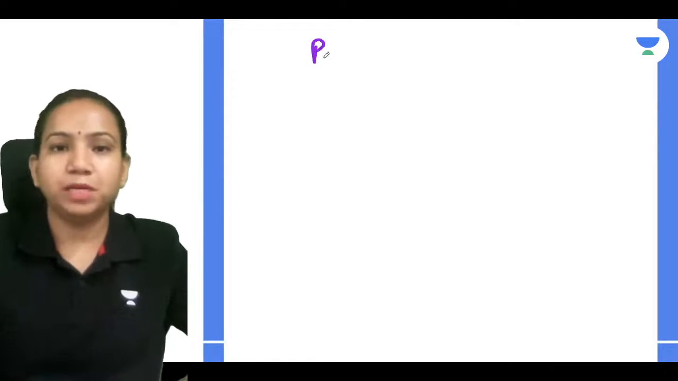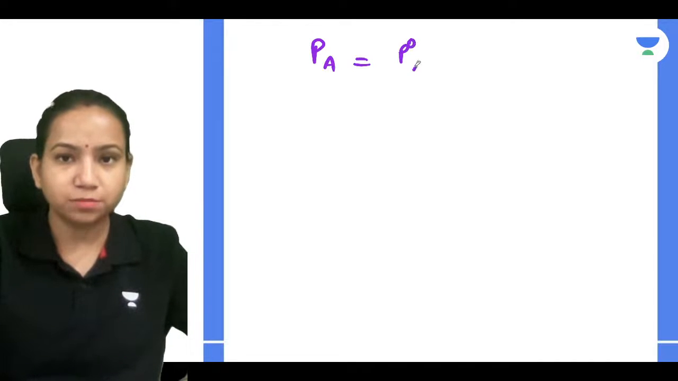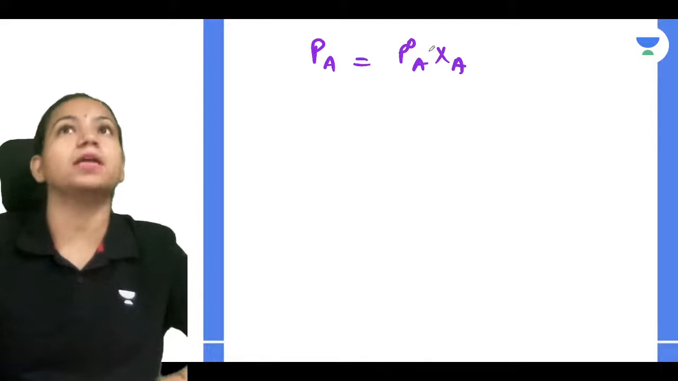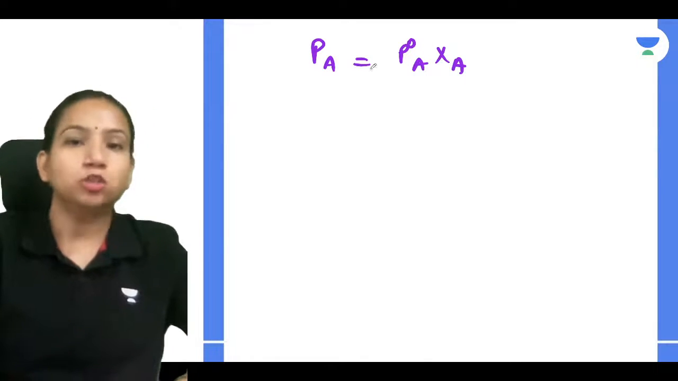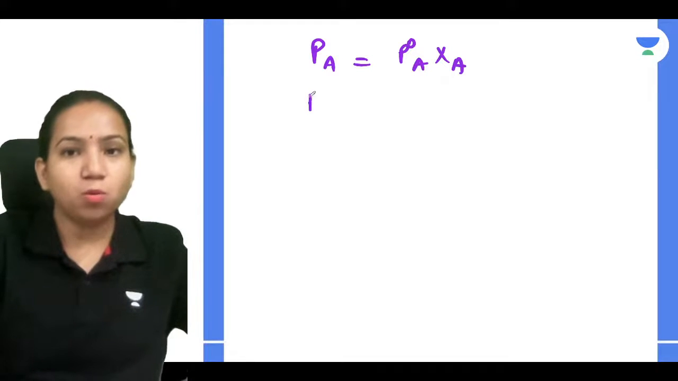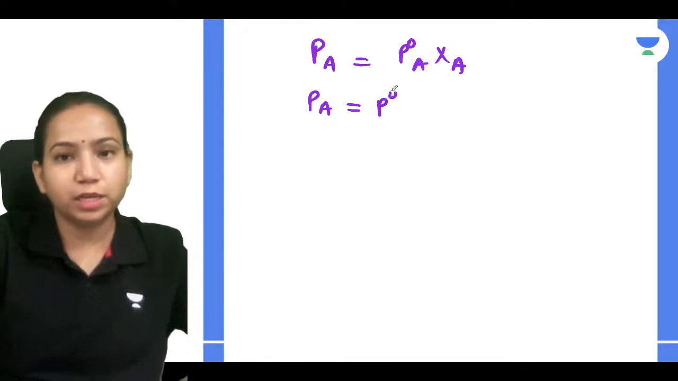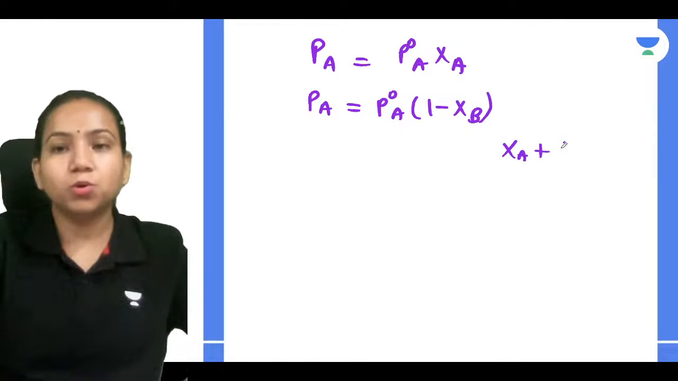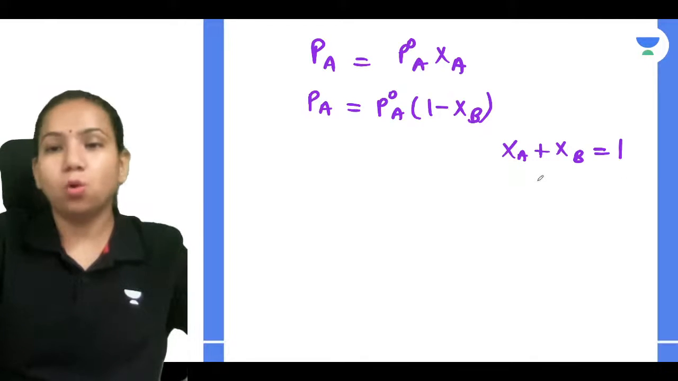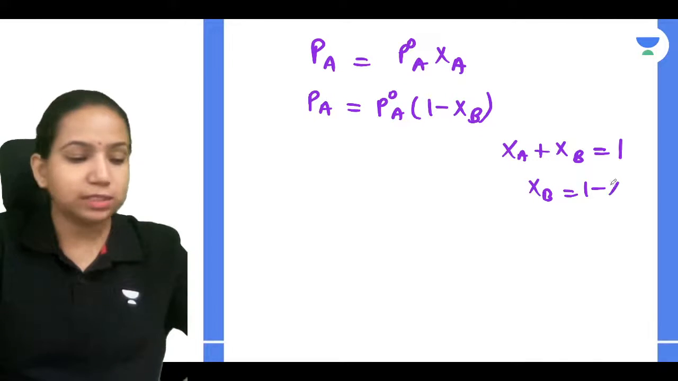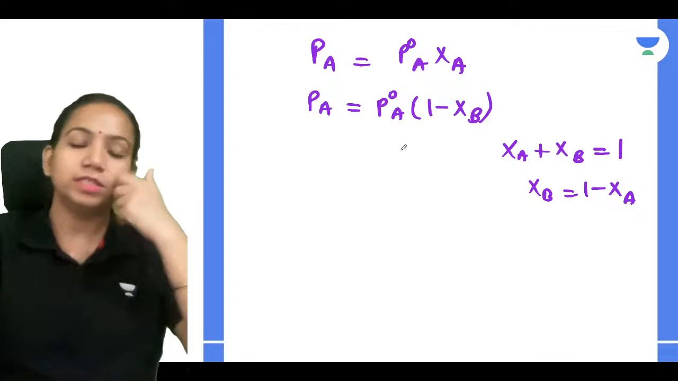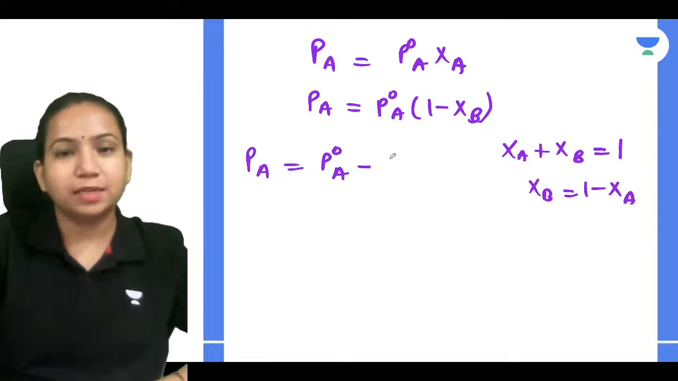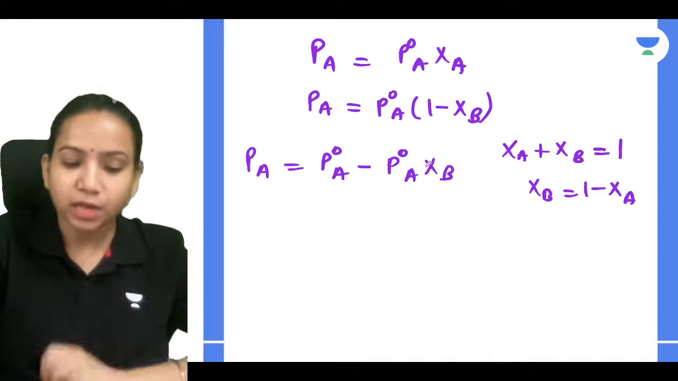So we know that PA is equal to P naught A XA, according to Raoult's law. If anyone is having any doubt, you can go and check my Raoult's law video. You will get everything clear. So P is equal to P naught A XA. Now, can I write XA as 1 minus XB, so P naught A (1 minus XB)? Can I do that, guys? Because you know XA plus XB is equal to 1, so XB is equal to 1 minus XA. If I open the bracket, I can write P naught A minus P naught A XB. Yes, I can do it.